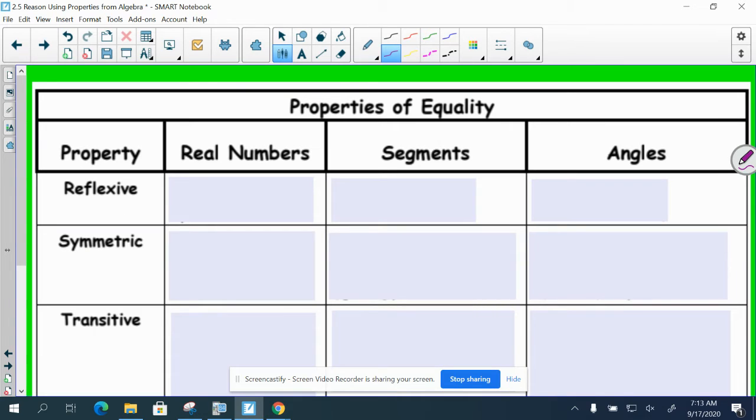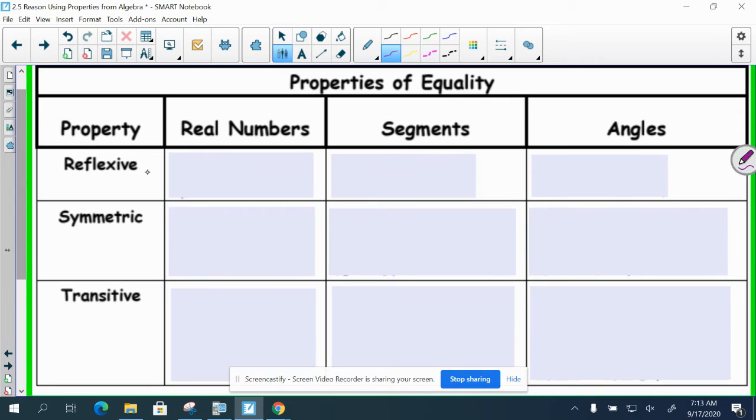All right, so now let's talk about some properties of equality that involve real numbers, segments, and angles. There are just 3 here. So the reflexive property. Think about reflection. It's kind of like looking in a mirror, looking at your reflection.